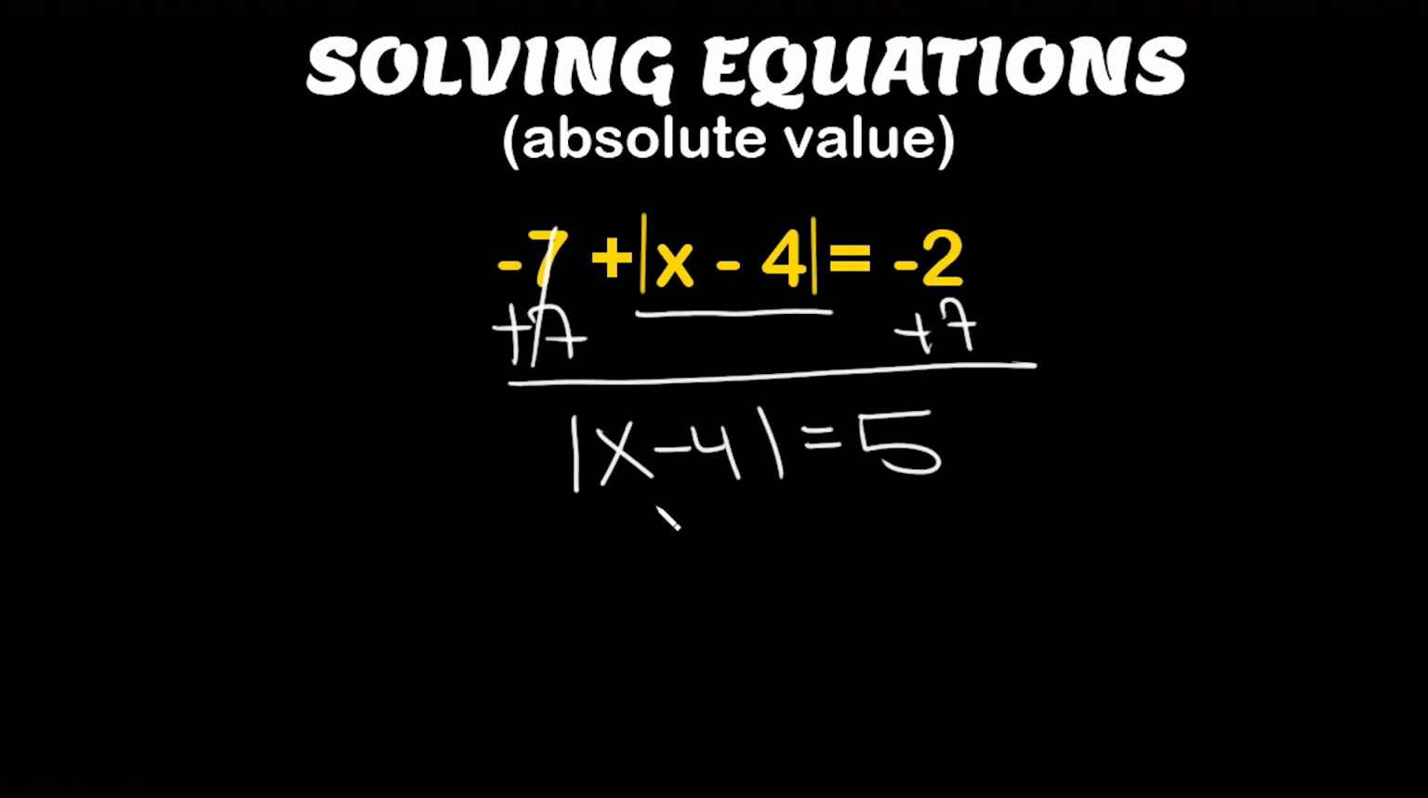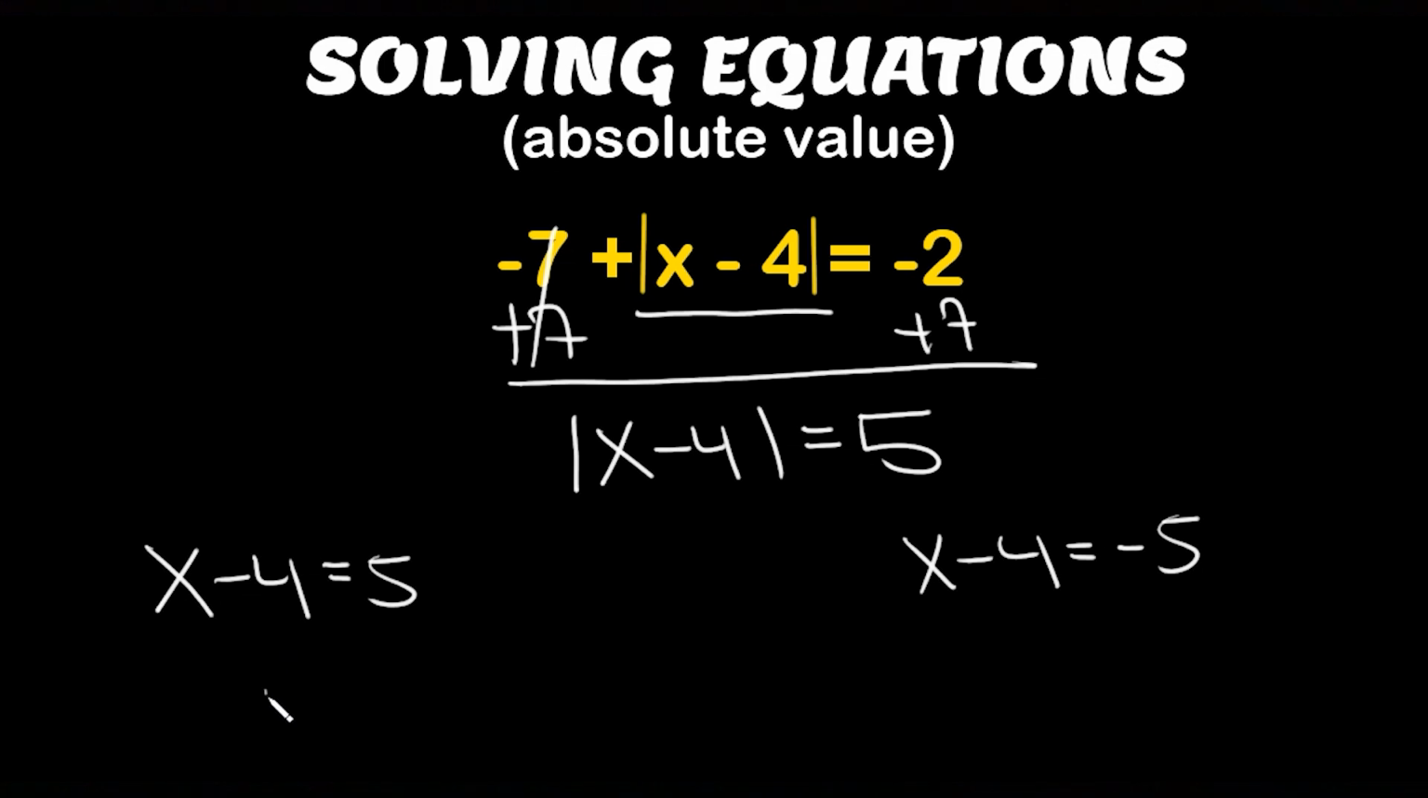And so now I have the absolute value bars isolated. I can go ahead and write my two different equations. I'm going to have x minus 4 equal to 5. And then I'll have x minus 4 equal to negative 5. And then solving both of them, I'll get plus 4 here. This will give me x is equal to 9.